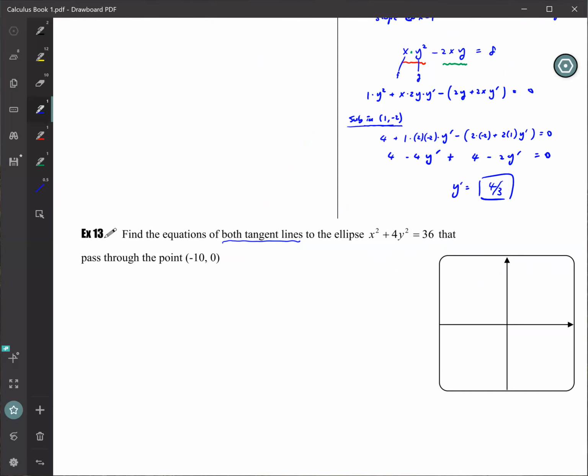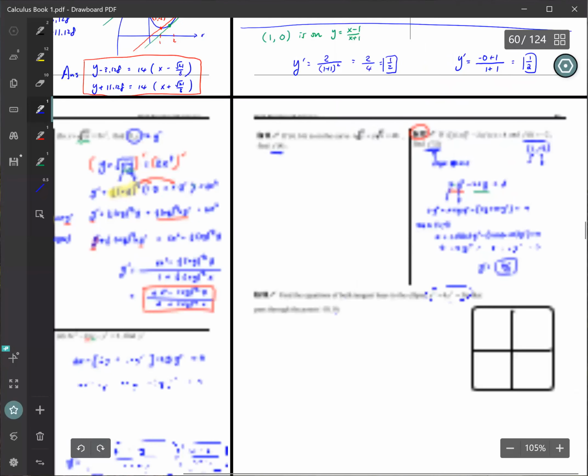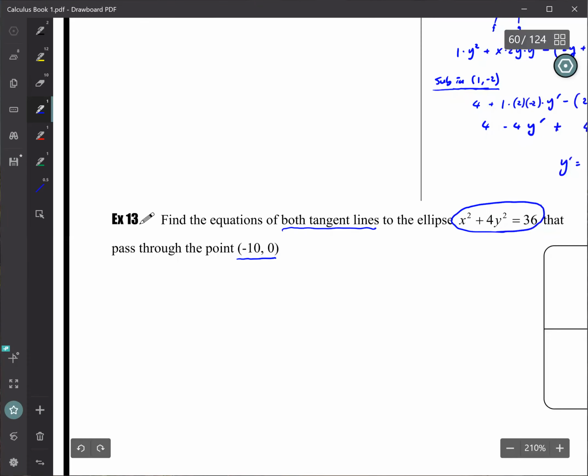So both tangent lines to the ellipse, okay? If you remember from conics, this equation represents an ellipse that passed through the point -10, 0. Do you remember which page we had a similar question like that? Please go back, tell me which page. We have the circle one, right? No, not the circle one. Something similar to this kind of question.